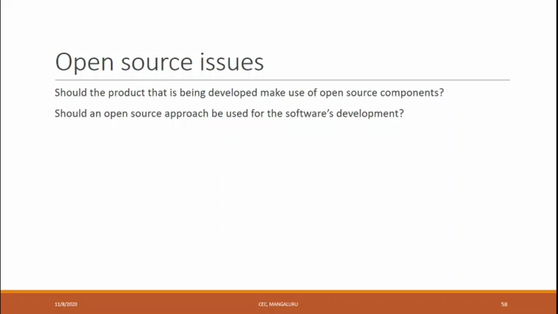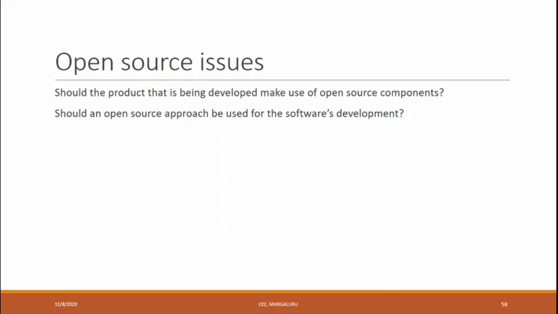But there are some issues also when you start developing software. There are some issues that have to be considered when you develop software for a company. What are the issues? First one is the product that is being developed: whether we have to make use of an open source component. That is the one issue. And second one is, should an open source approach be used for software development? These are the two issues that we have to consider while developing software.